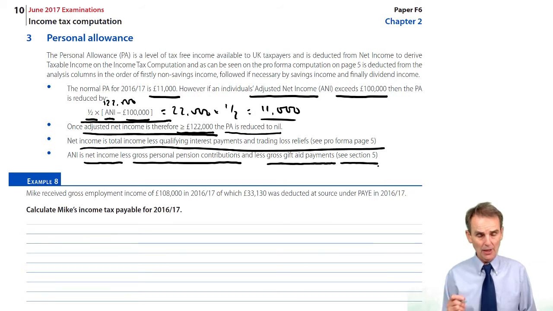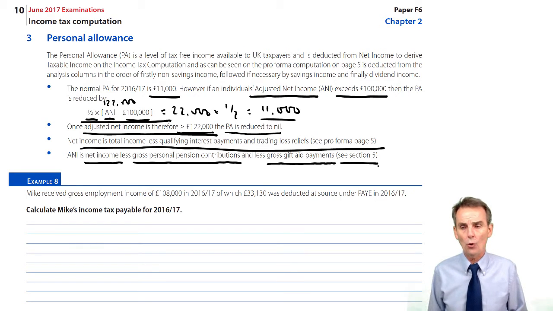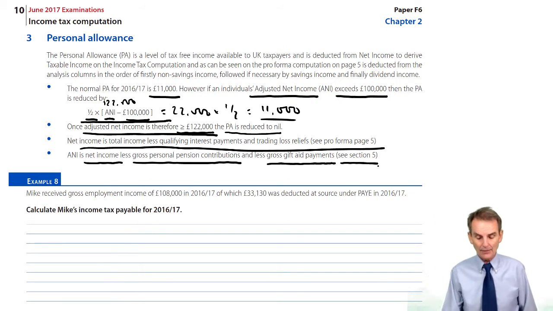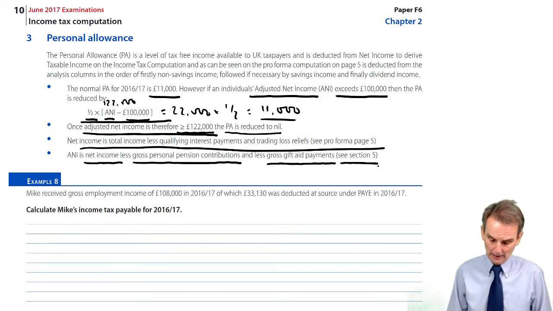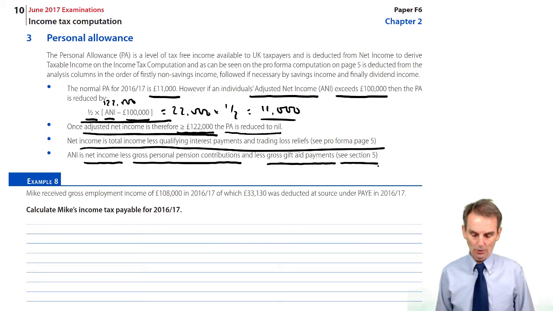Okay, so adjusted net income is net income less the gross amount of either or both of your personal pension contributions or Gift Aid payments. Okay, let's have a little example now to illustrate how we deal with this. Now again, I'll leave examples 8, 9 and 10 for you to have a go at on your own.